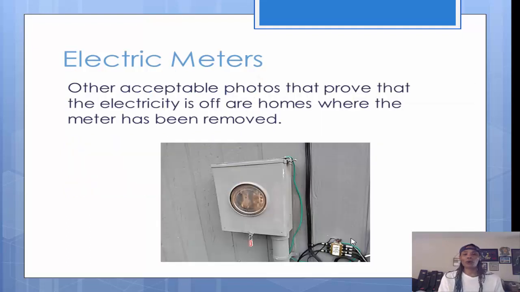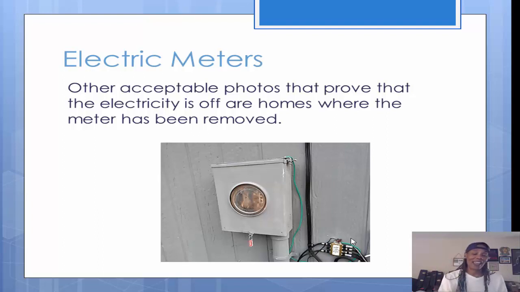Here are some other acceptable forms of electric meters, because sometimes you run into a property where there's no electric meter at all. Maybe the electric meter was removed by the electric company. A lot of times the electric company will do that. So if there's no electric meter at the property, to prove that the electricity is off, take a picture of the removed electric meter, as you see in this picture here. I snapped a photo to show there's no electricity to this house because it doesn't have a meter.